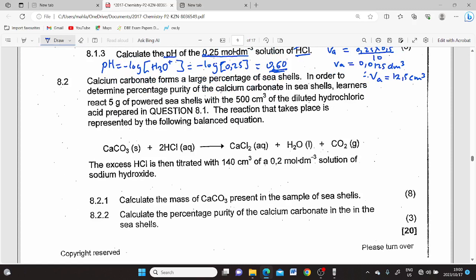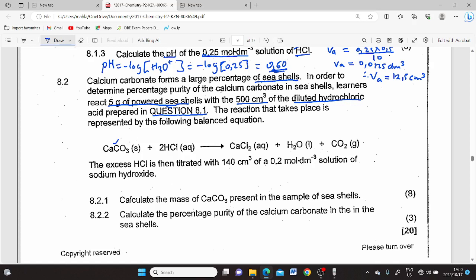Calcium carbonate forms a large percentage of seashells. In order to determine the percentage purity of the calcium carbonate in seashells, a learner reacts 5 grams of powdered seashell with 500 centimeter cube of dilute hydrochloric acid, prepared in question 8.1.